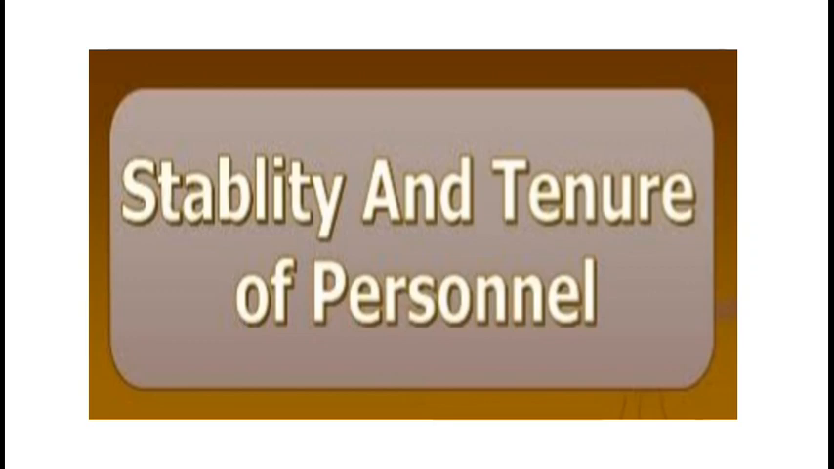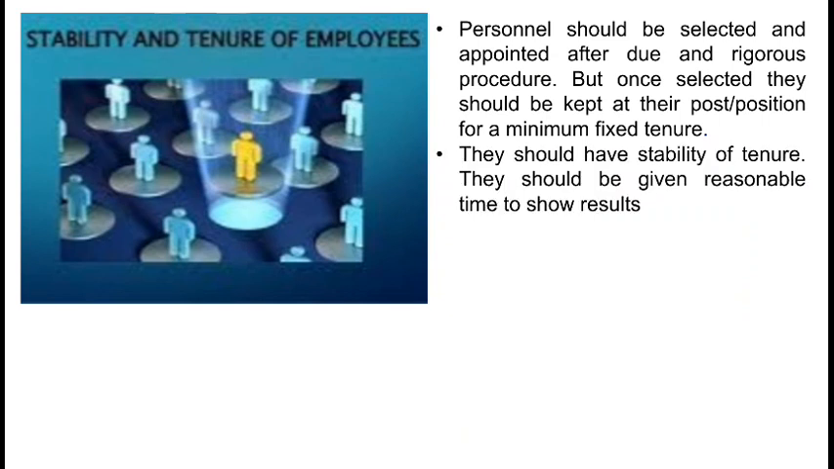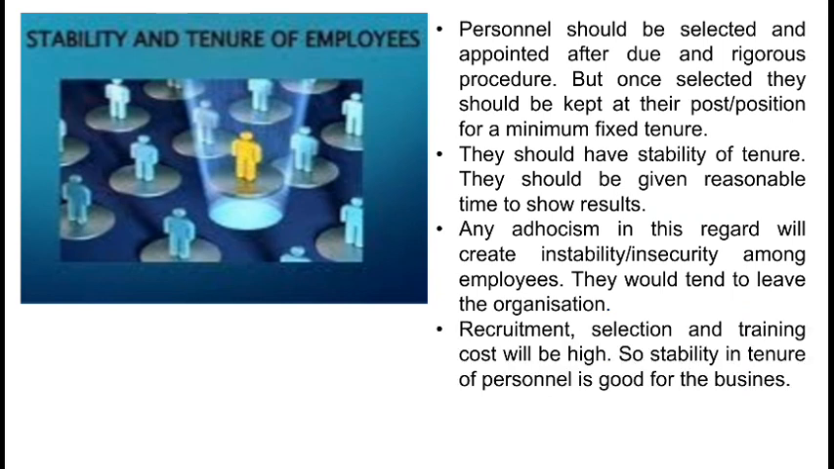12th principle: stability and tenure of personnel. Personnel should be selected and appointed after due and rigorous procedure. But once selected, they should be kept at their position or post for a minimum fixed tenure. They should have stability of tenure. They should be given reasonable time to show results. Any change in this regard will create instability or insecurity among employees. Then they would tend to leave the organization. Recruitment, selection, and training will cost high for the organization. So, stability in tenure of personnel is good for the business.